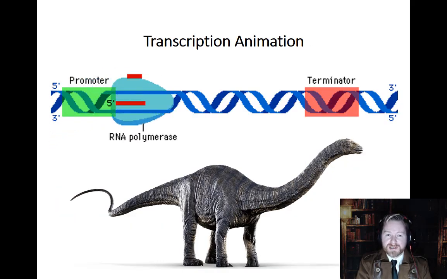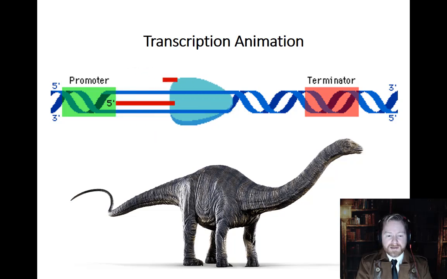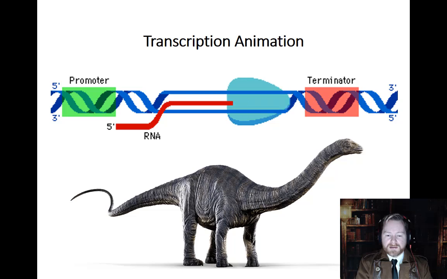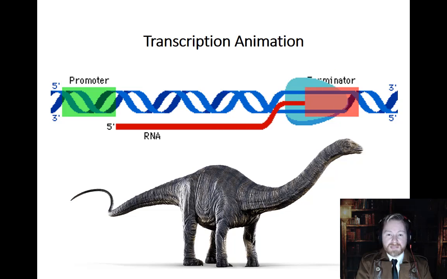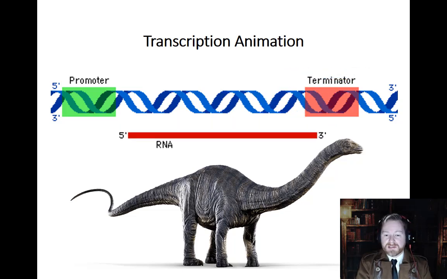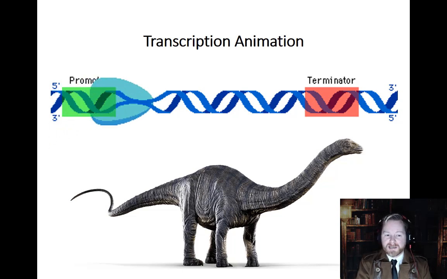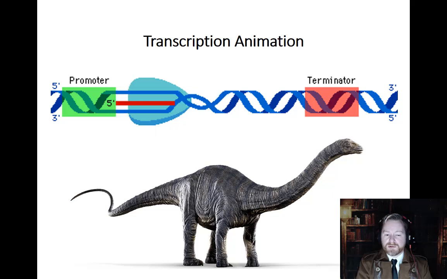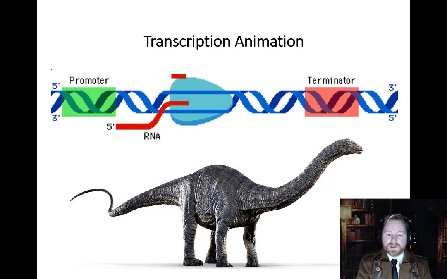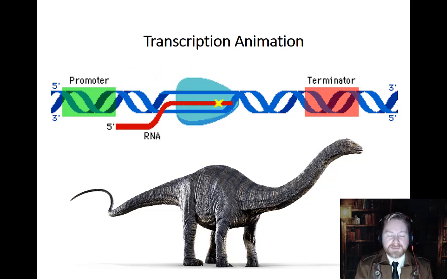So here's a little animation of that same process happening. You can see we start at the promoter, run to the terminator, and we make our strand of RNA. Now what happens when it hits the terminator? Well, it derails the polymerase, and there we're done. And that floats off again into the cytoplasm. And again, the process repeats as often as we need to for whatever enzymes or proteins we need to make for the different cells and the different functions in our body.